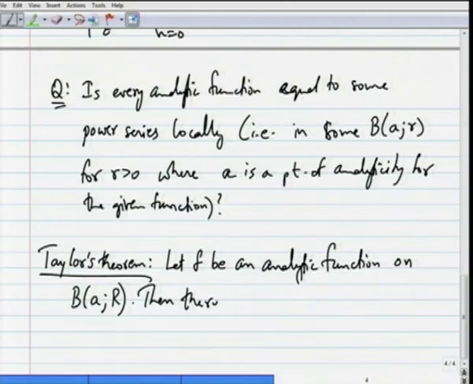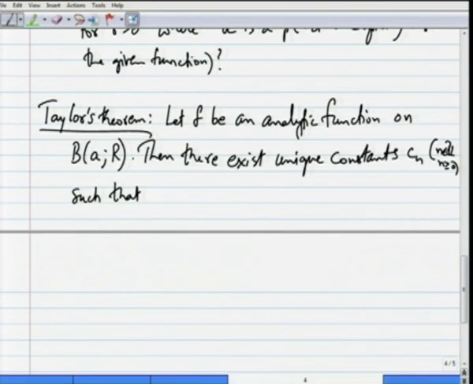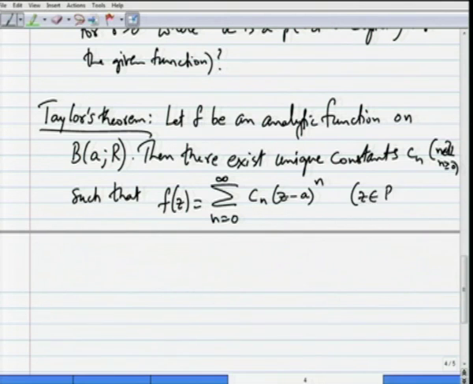there exist unique constants c_n, where n belongs to the integers and n is greater than or equal to 0, such that f of z is equal to sigma n equals 0 through infinity c_n (z minus a) power n, for any z belonging to B(a, R). So f of z equals that power series on that disk.